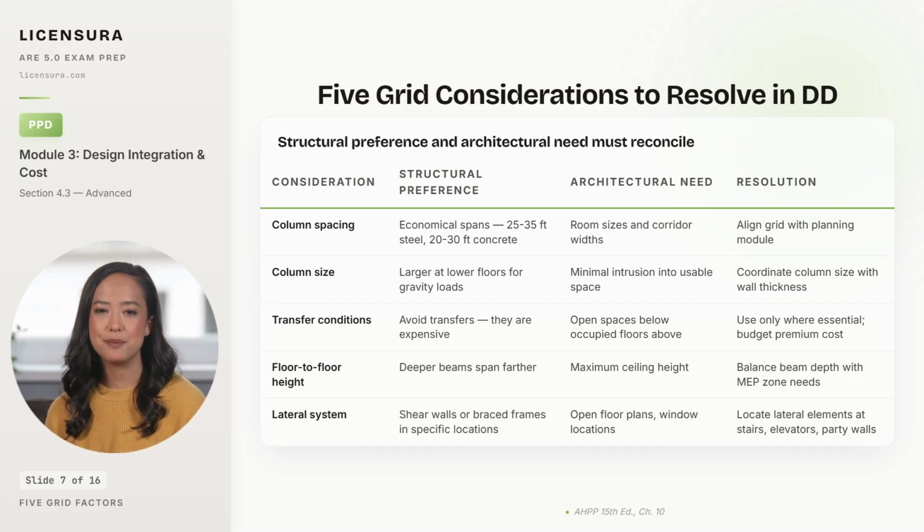Floor-to-floor height trades deeper beams against ceiling height. Deeper beams span farther, but consume the MEP zone, so the resolution is to balance beam depth against the MEP routing the engineer needs. And the lateral system, whether shear walls or braced frames, wants specific locations the architect would rather keep open. So the resolution is to locate lateral elements at stairs, elevators, and party walls where they cost the floor plan less.